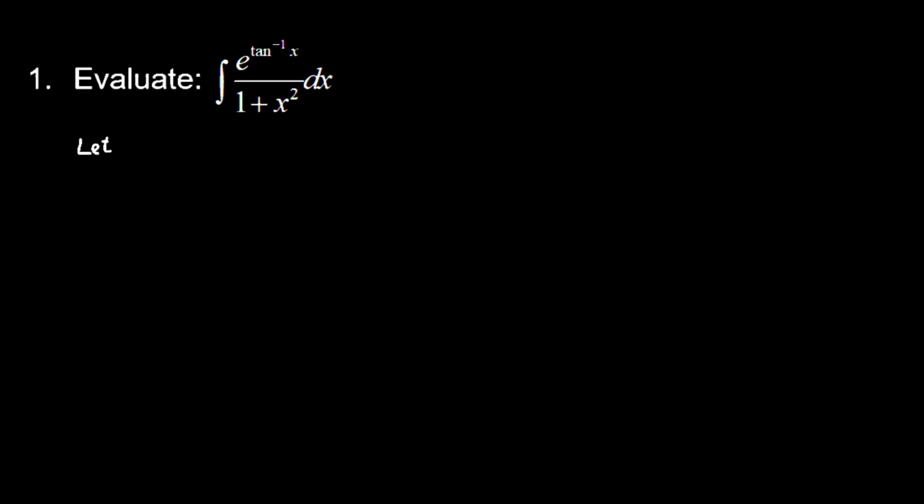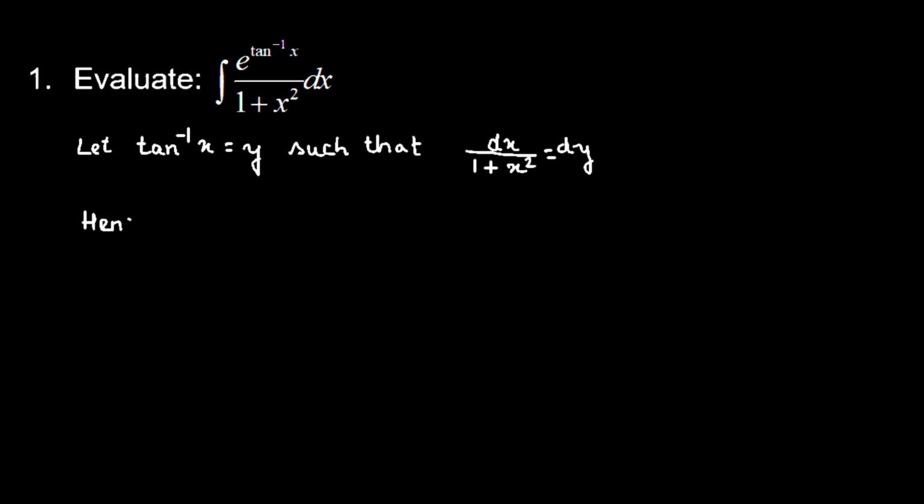So here we are going to suppose that tan inverse of x is equal to y, and then we are going to differentiate both sides with respect to x, and that should give us dx over 1 plus x squared is equal to dy. So our original integral, the integral of e raised to tan inverse x over 1 plus x squared dx, can be rewritten as the integral of e raised to the power of y dy.